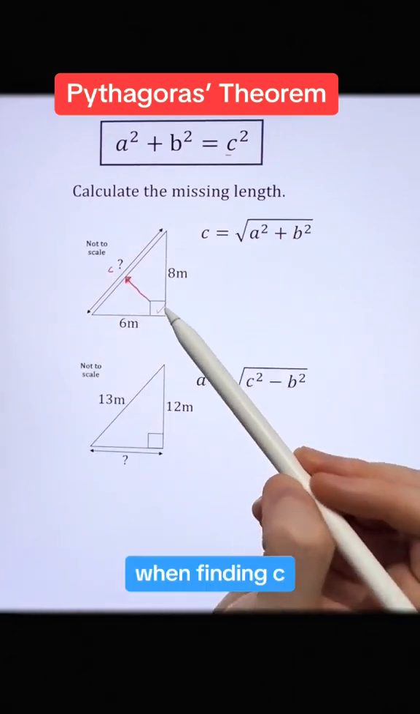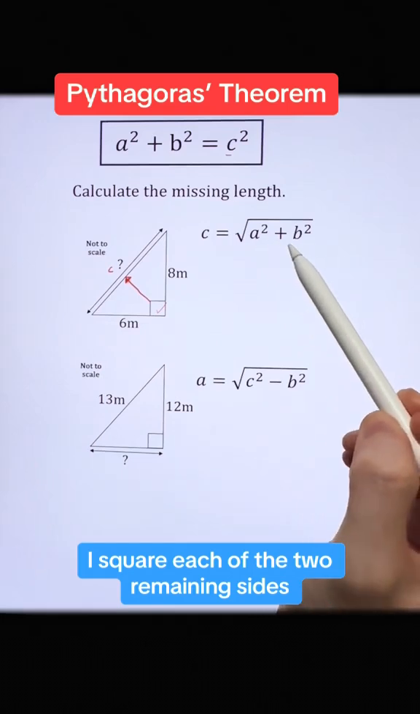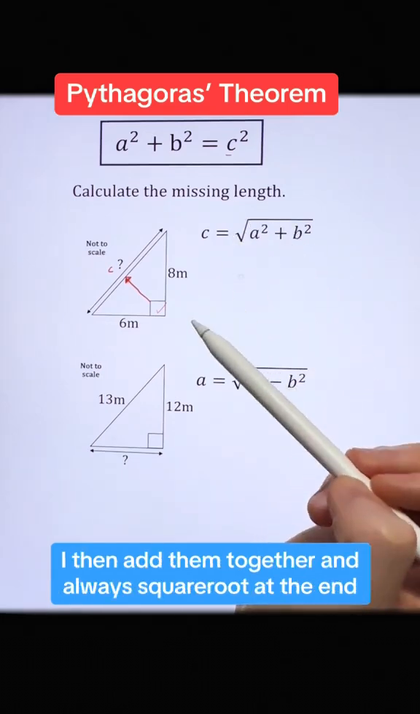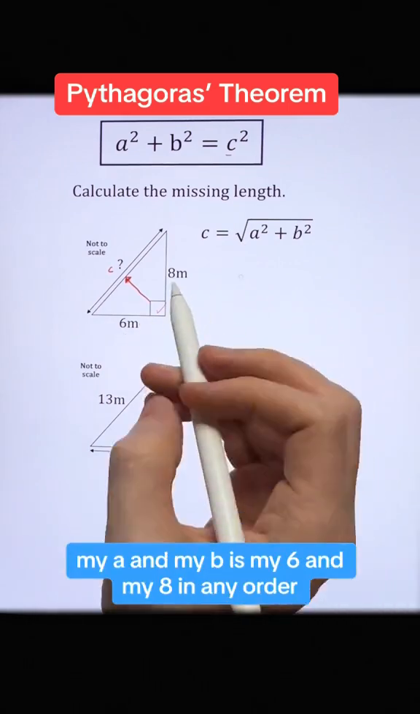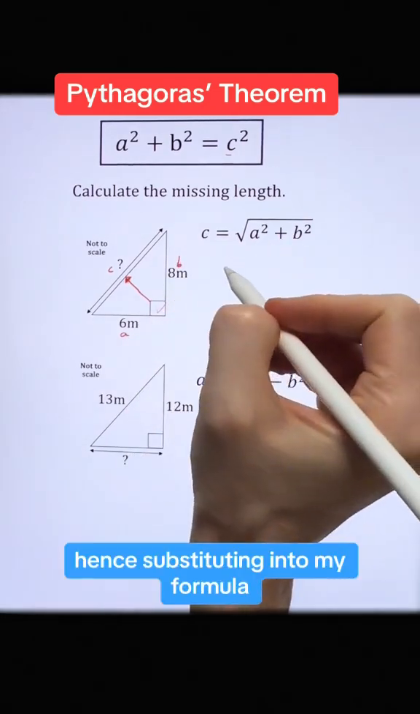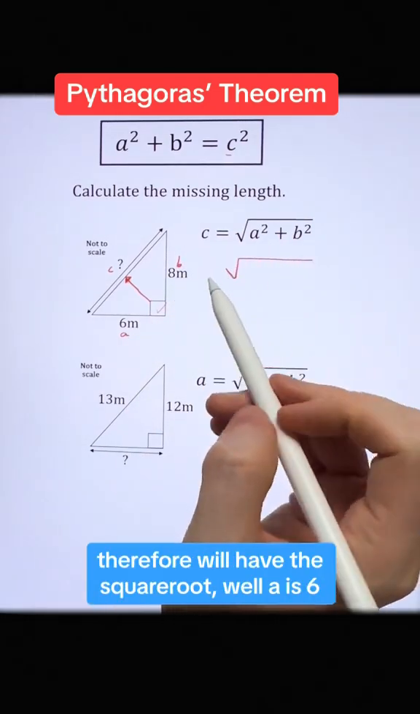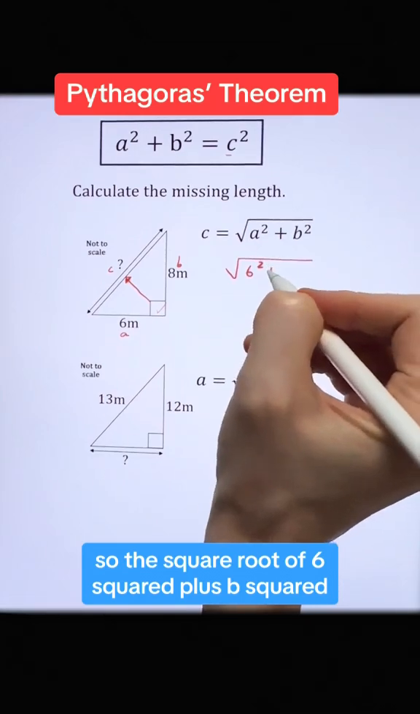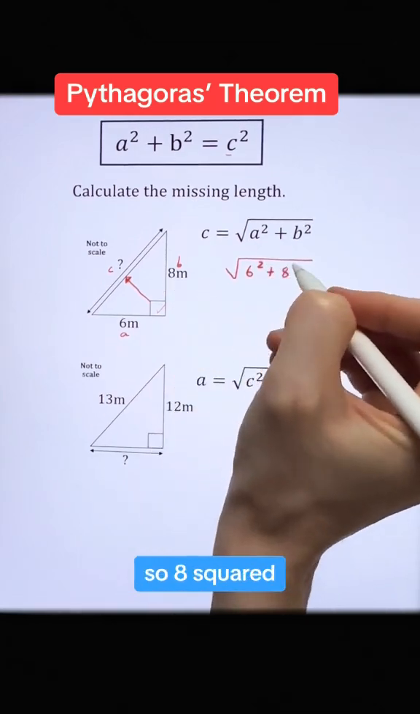When finding C, I square each of the two remaining sides. I then add them together and I always square root at the end. In this case, my A and my B is my 6 and my 8 in any order. Hence, substituting into my formula, I'm going to have the square root of A squared, A is 6, so the square root of 6 squared, plus B squared, in this case B is 8, so 8 squared.